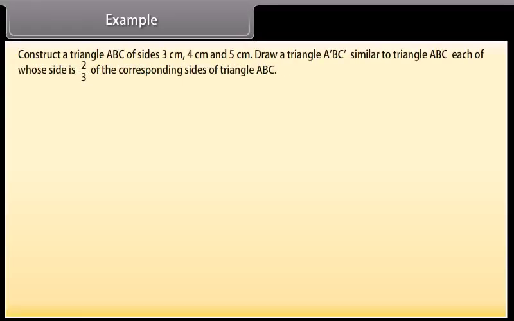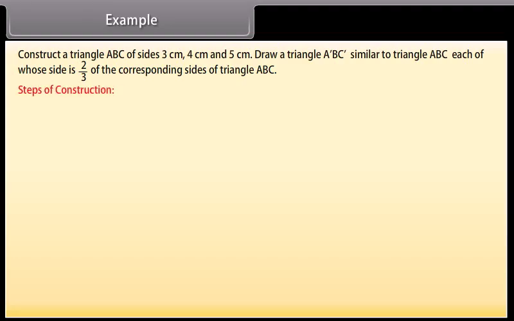Example. Construct a triangle ABC of sides 3 cm, 4 cm and 5 cm. Draw a triangle A'BC', similar to triangle ABC, each of whose side is 2/3 of the corresponding sides of the triangle ABC.